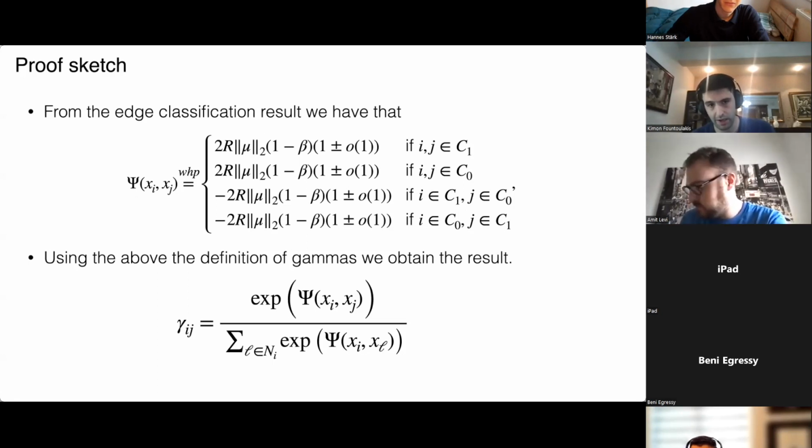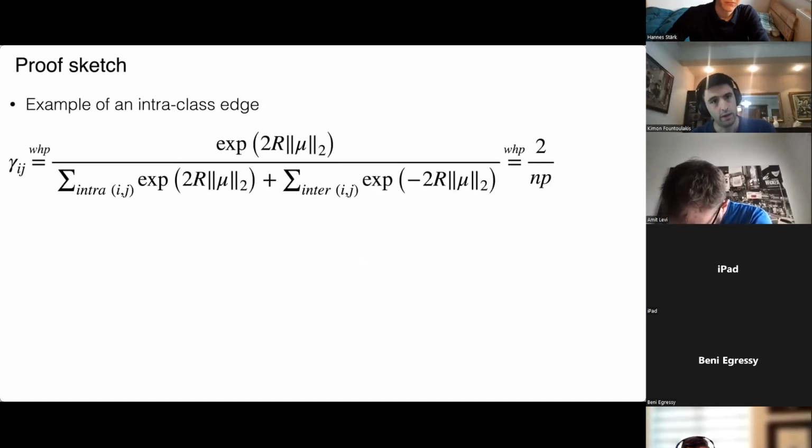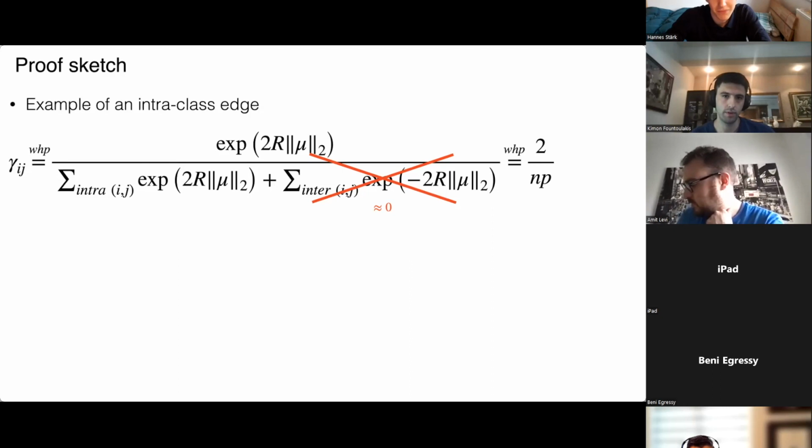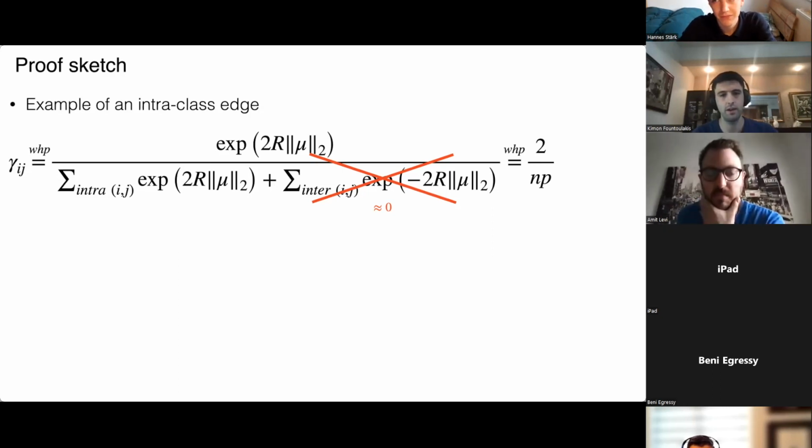All we have to do here is just plug in those concentrations into gamma and then see what happens. Here's an example for an intra-class edge. The numerator is going to be e to the 2 times r times the distance of the means. And the denominator, we're going to separate into intra and inter edges. You can see that the exponent for the inter edges is very large negative, so this basically is 0. All you're left with is intra edges, right? Then using some concentration properties of the graph itself, we can show that with high probability this gamma is going to be 2 over np. What I'm hiding here are high dimensional probability tools that I don't think we should discuss. If you have questions, let me know.